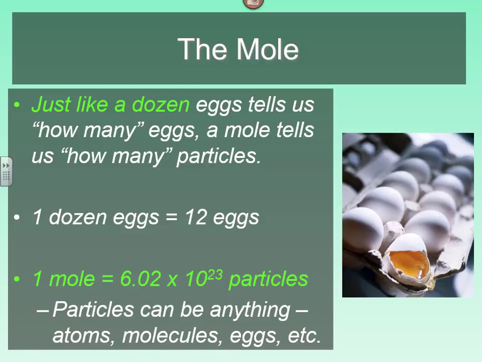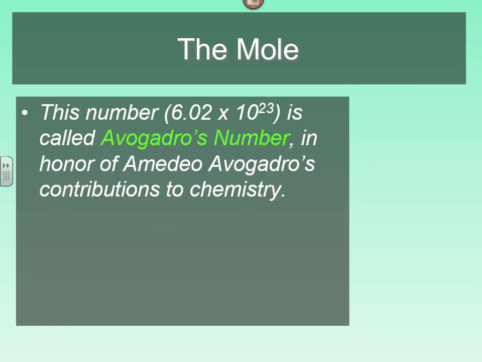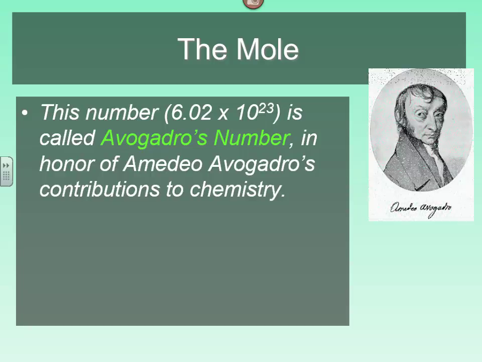Because we're going to be counting things that are very, very small. And if you're counting things that are very, very small, you can have a lot of them. So the mole is 6.02 times 10 to the 23rd particles. Particles can be anything. You can count anything with a mole. This particular number, it's kind of an odd number. 6.02 times 10 to the 23rd. Who thought of that? This is called Avogadro's number, named after this guy, Amadeo Avogadro.